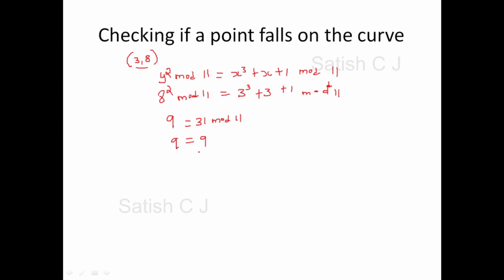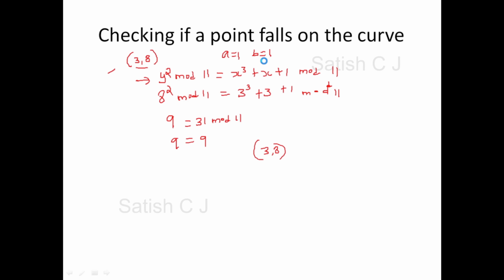So 9 equals 9. This says when we substitute x to be 3 and y to be 8, y square mod 11 is equivalent to x cube plus x plus 1 mod 11. Or else we can say that this point satisfies this equation. Therefore, we can conclude that the point 3, 8 is a point on the elliptic curve. So please have this in mind. Whenever you have to check whether a given point falls on the elliptic curve, you have to take the equation that was used for constructing the curve and also the corresponding a and b values. Here we have used a to be 1 and b to be 1. So that's how you verify whether a given point falls on the curve.